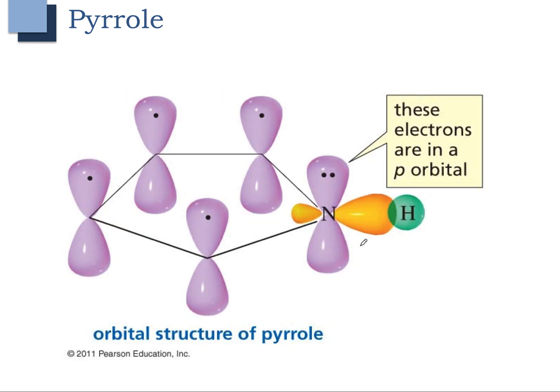So if we go and look at pyrrole, the nitrogen in pyrrole is actually going to be sp2 hybridized. So again, we have an sp2 hybrid orbital. In this case, it's bonded to the hydrogen, and then we have sp2 hybrid orbitals that are connected to each of the carbons.